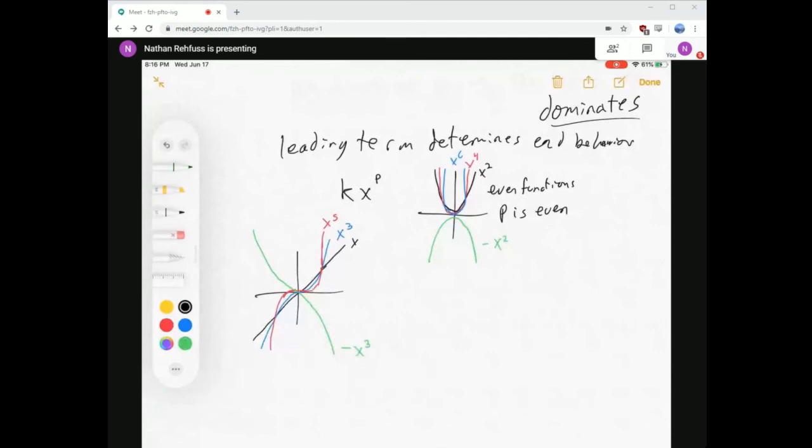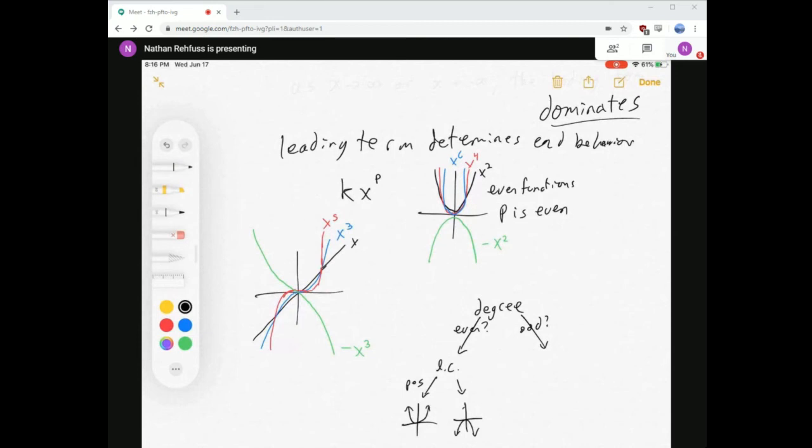You decide, is the degree of this polynomial even or is it odd? If it's even, then they go the same direction. So then I check the leading coefficient. If it's positive, then it's going to be like x squared. It's going to go both up. If it's negative, it's just the same thing but flipped.